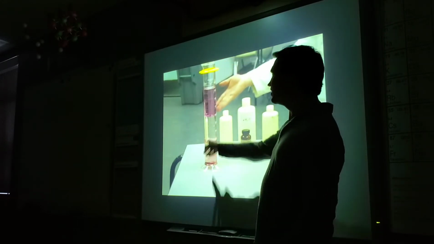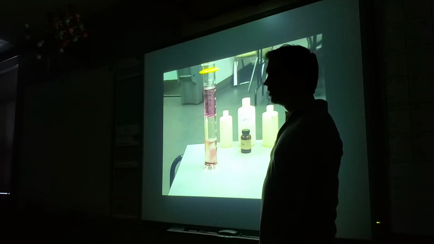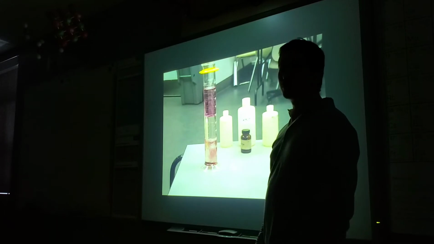So is the iodine dissolving in the hydrogen bonding layer? No, because it cannot hydrogen bond.